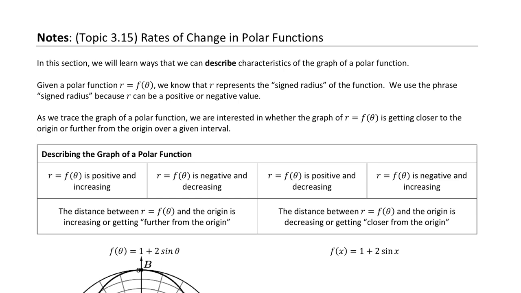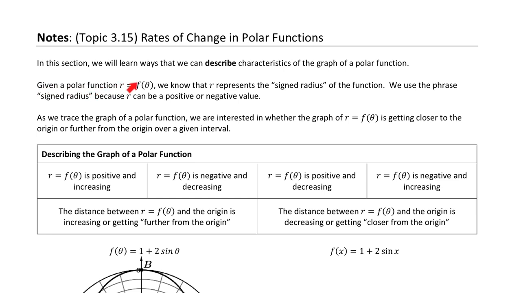As we did with most functions that we learned about, we discussed the function, we talked about its shape, and then we talked about the rate of change of those functions. We're going to do the same thing for polar functions. Now, very similar to last class, discussing rates of change on a polar coordinate grid is confusing because we're not used to it. So we will be switching things back to the rectangular version to be able to answer a lot of these questions, especially when it's a visual question. In this section, we will learn ways that we can describe characteristics of the graph of a polar function.